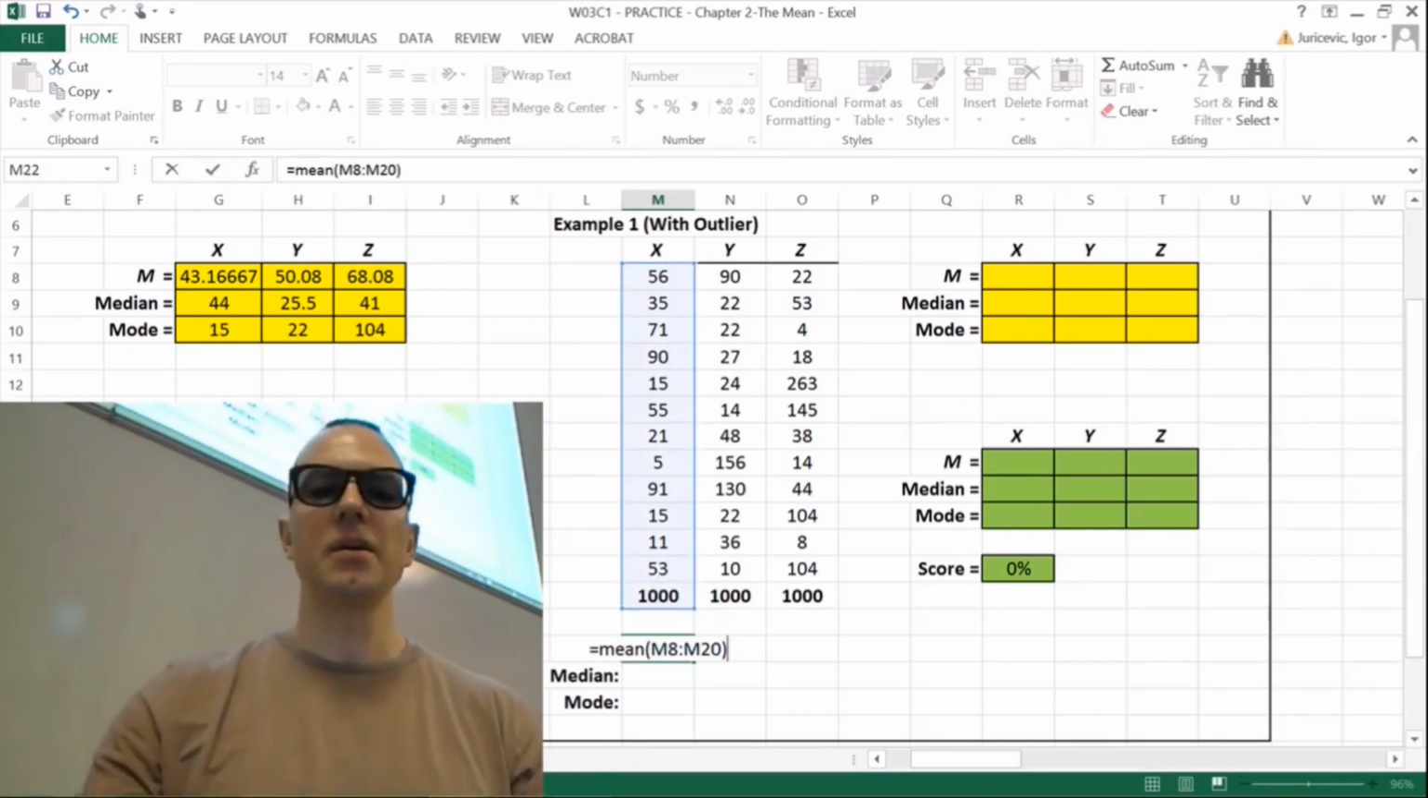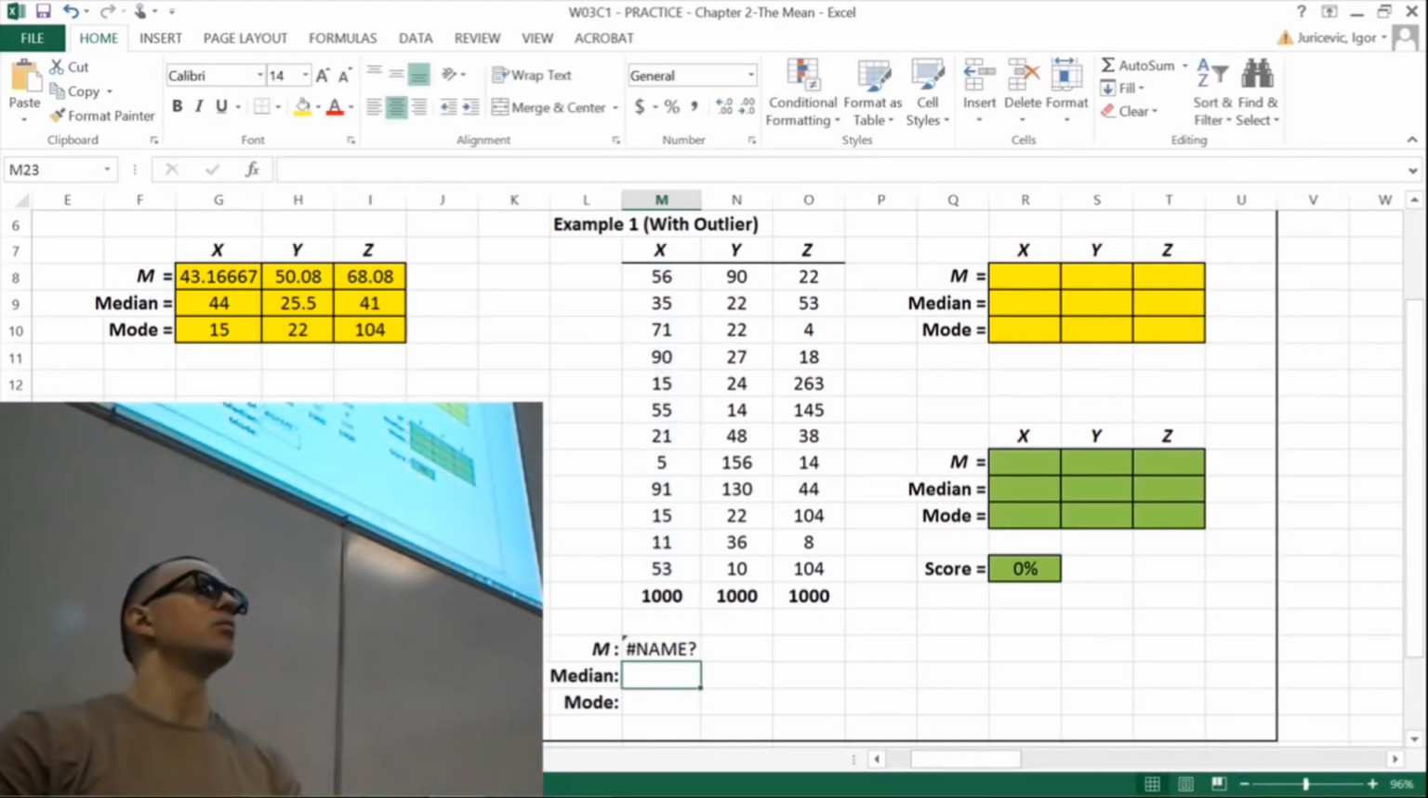I'm going to hit enter, and you're going to get that warning message. Excel is going to say hashtag name. What that means is that Excel is telling you that it does not recognize the formula that you just gave it. The formula that you just typed in is not something that is in its list of formulas. So that's all that it is. It's just a warning sign.